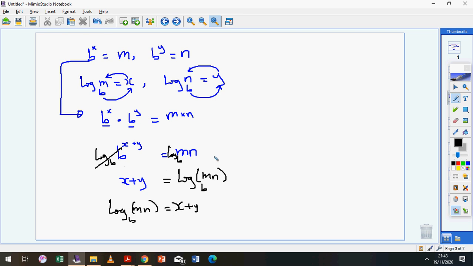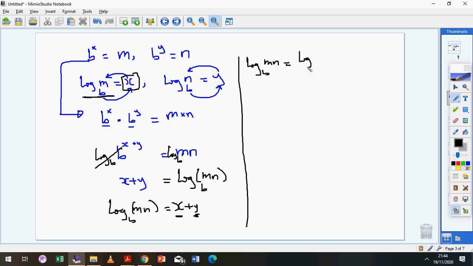But remember that my x alone is the logarithm of m to the base b. So instead of having logarithm base b of m times n is equal to x plus y, I'm going to substitute for x and y. And my x alone is logarithm base b of m.